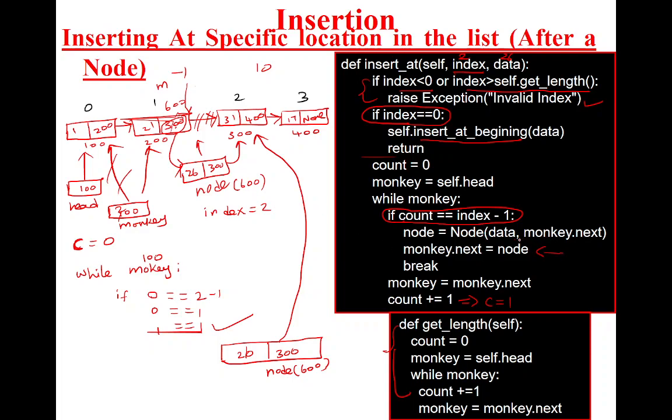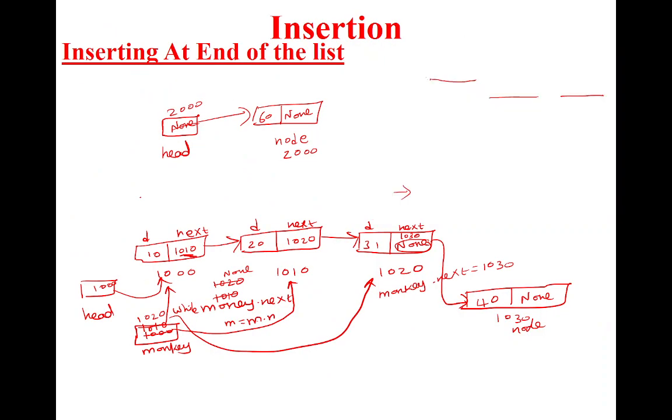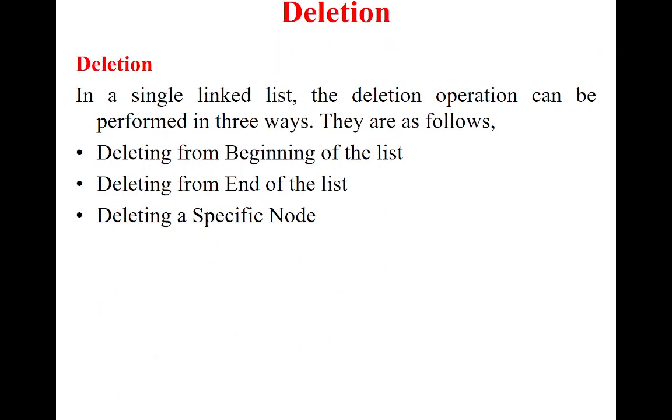Then we are breaking. So what we are doing in insert at middle, we are finding the right node. After finding the right node, we are creating the new node with the node next. Then we are giving the newly created node into the node next. Okay, this is what we are doing over here in the insert at middle. So these three cases are available in the insert operation.